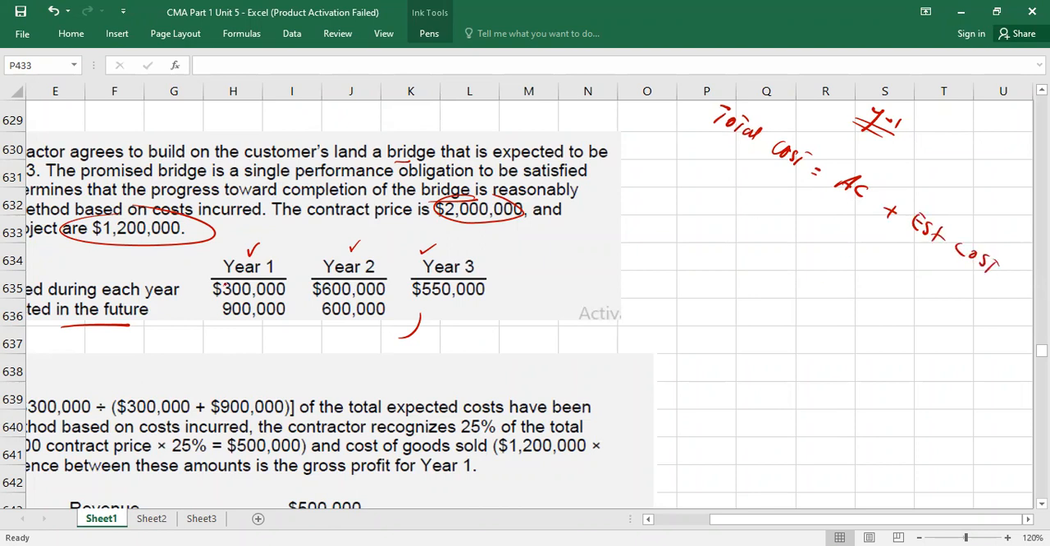So what is it? In year 1, actual cost till date is how much? 300,000. And what is the remaining cost? You will pick this much, 900,000. So total is going to be how much?